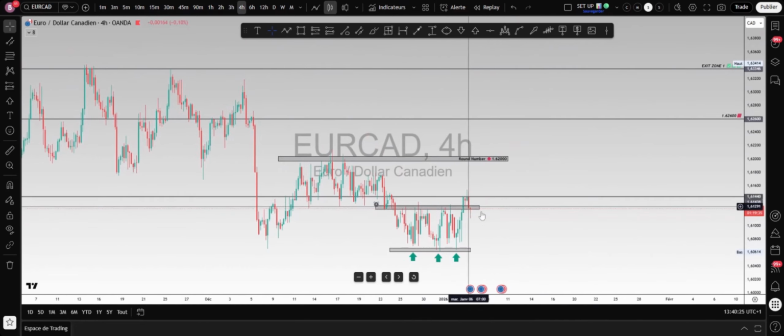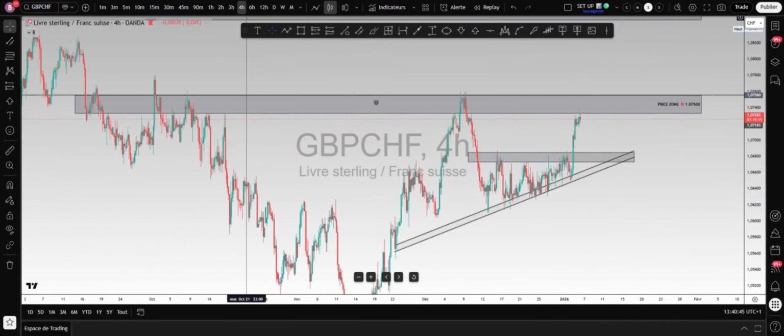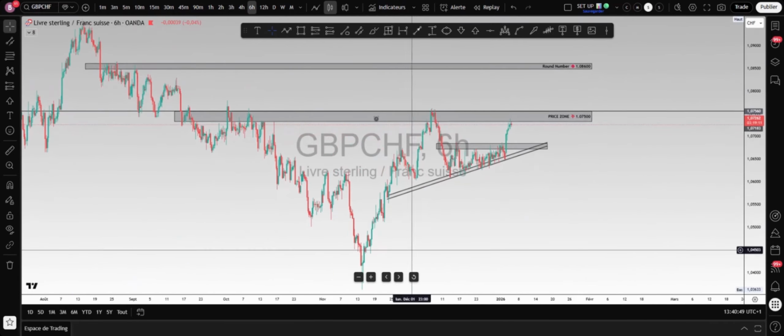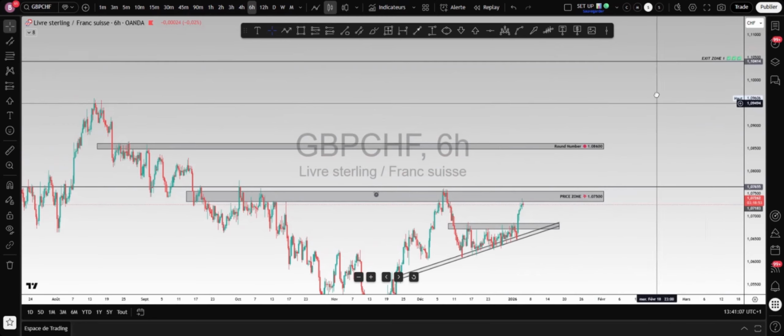Okay, next on GBP CHF. So the British pound against the Swiss franc. As you can see, we are on an upward trend. Here we see higher lows and higher highs. So theoretically, I'm waiting for the market to break the price zone at 1.07500 to potentially take buy positions to reach the TP, which is right here, the exit zone.